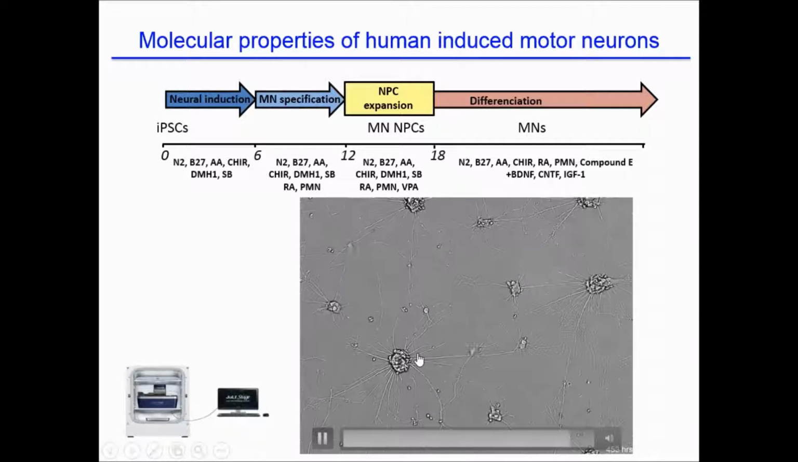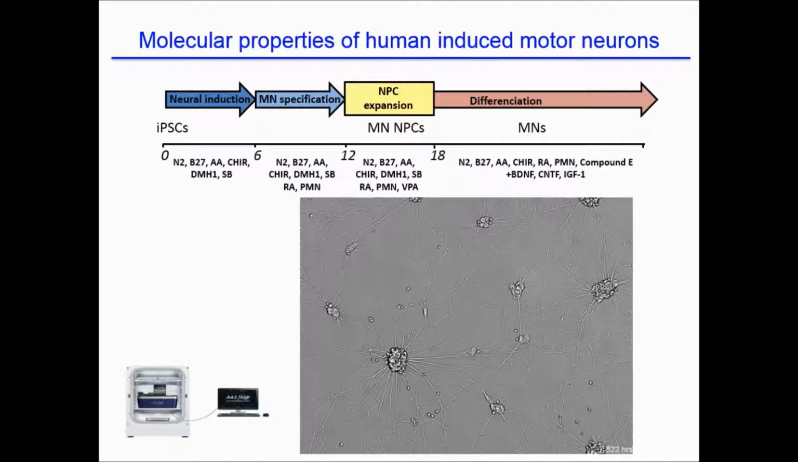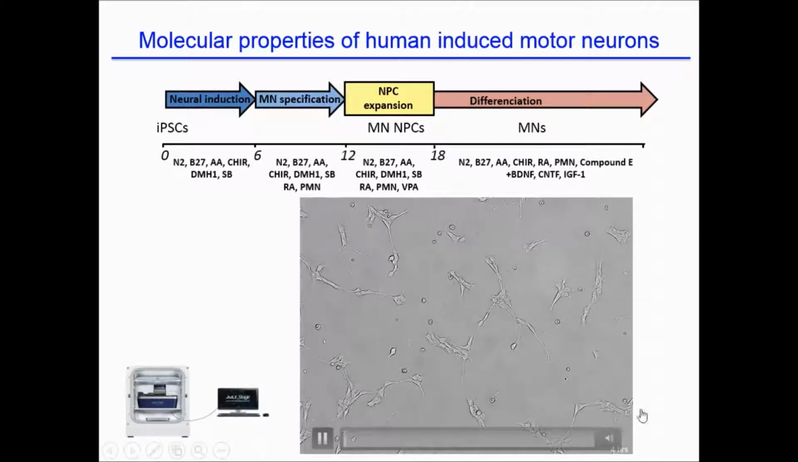So the cell bodies come together, and that's exactly what happens in the body with the cell bodies in the ventral horn, and then the axons go to connect with the muscle. So now Stefano is going to introduce you to the astrocyte part.